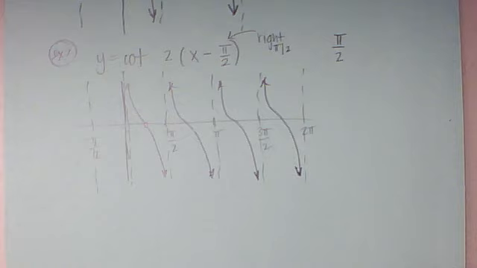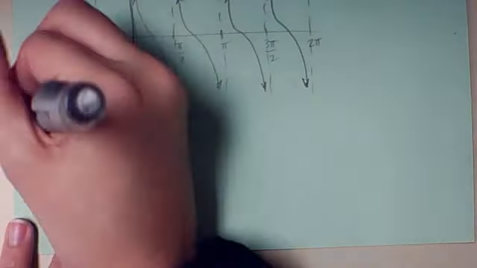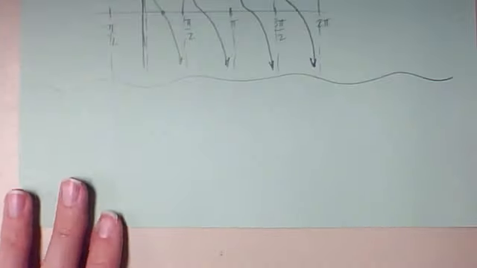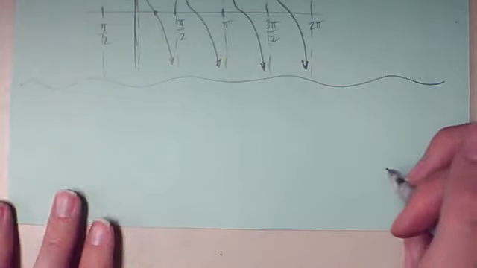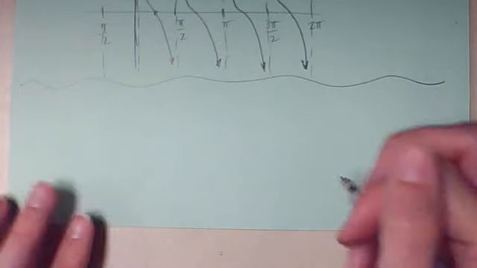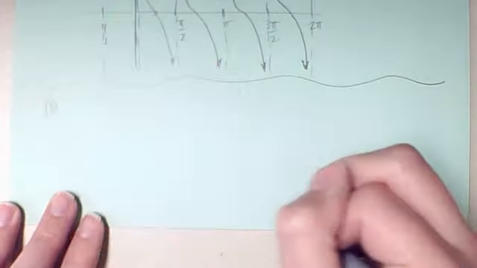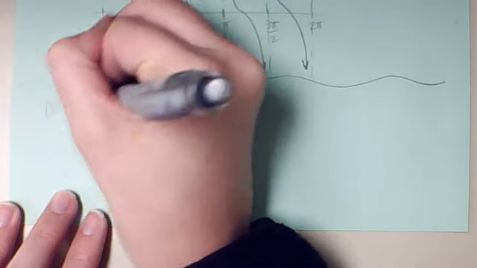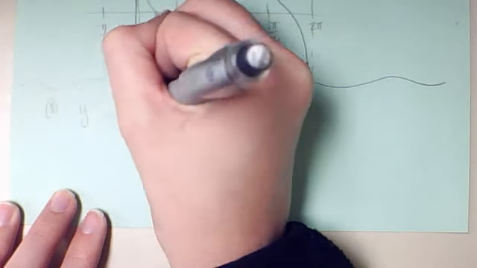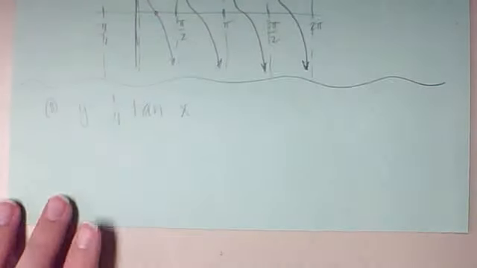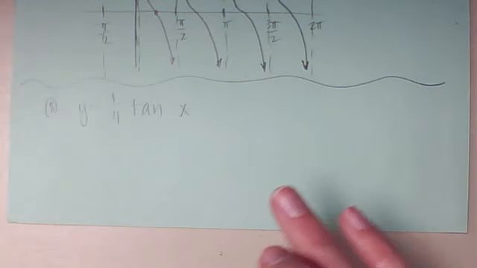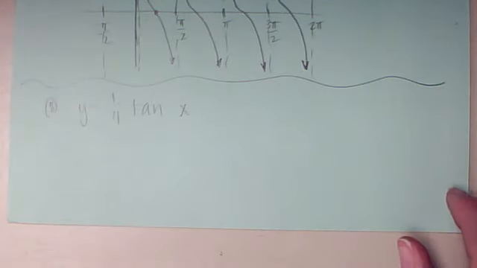Okay, the last thing I want to do is go over one of your homework problems. So this doesn't need to be in your notes, but maybe you'll want to pause here and get this down, or just pay attention so that you can come back to it later. And that's number 8 from your homework. It says y is equal to 1/4 tangent of x. Now, your book uses x instead of theta sometimes. Those two things mean the exact same thing, so no worries there.